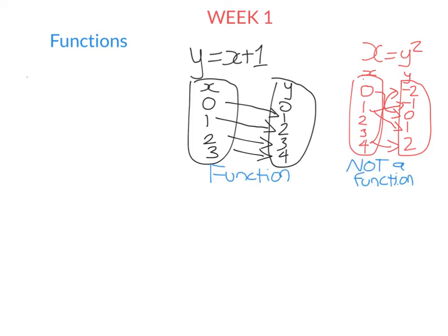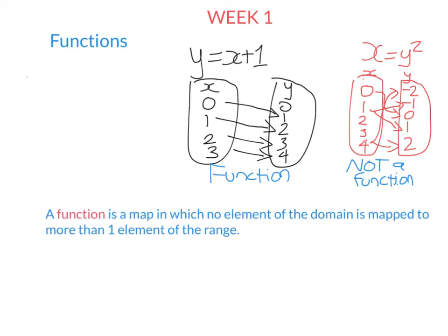The difference between these is that in this function, each x value mapped to only one y value, whereas over here we had some x values like 1 and 4 that map to more than one y value. We call this first set of values, the x values, the domain, and we call the second set of values the range. The domain are the values that we input into the equation, and the range is the output, the answers we get when we substitute into the equation.